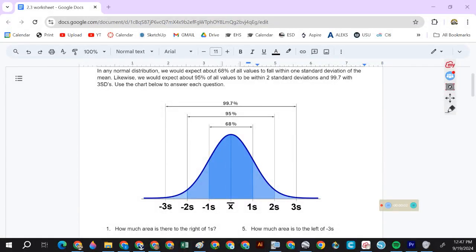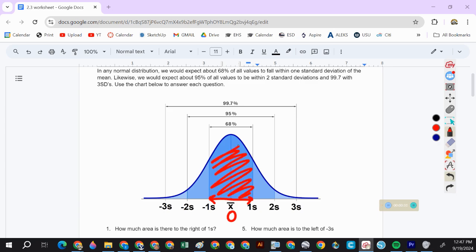All right, guys, behold the mighty normal curve. This is called the standard normal curve. And the standard normal curve has an x-bar of 0. And then positive numbers are to the right, negative numbers are to the left. And if we go one standard deviation to the right and one standard deviation to the left, this area should add up to be 68%.